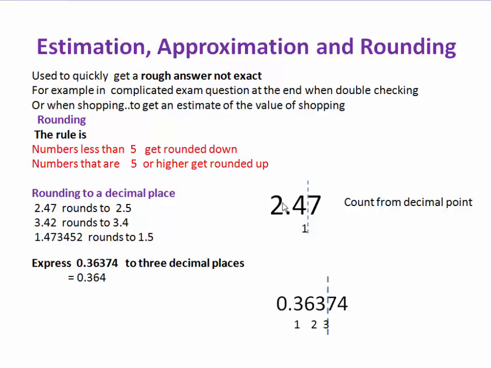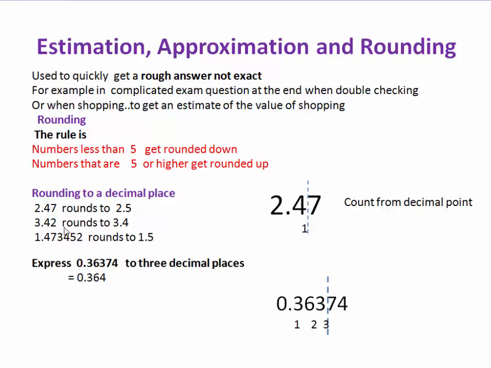So if we've got this decimal 2.47 and we want to round it to one decimal place, so here we've got the decimal point. This is the place after it, which is at number 1. So this is one decimal place after the decimal point, and we want to keep this number as 2 point something. So we look at the next number after the first decimal point, and that's 7. So remember this rule, 5 or higher gets rounded up, so we increase this number by 1, so this becomes 2.5. So 2.47 rounds up to 2.5.